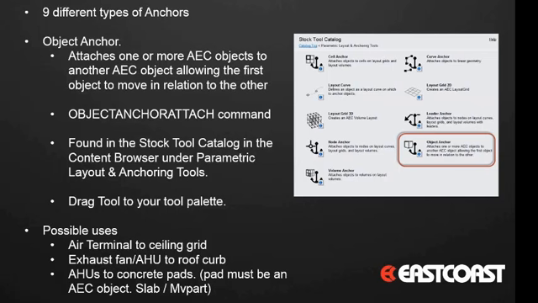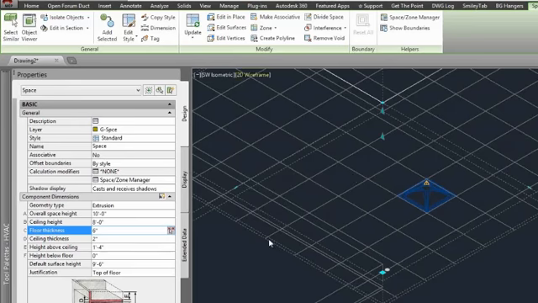And again, the concrete pad must be an AEC object. It could be the architectural slabs. You can create a slab out of an MV part or even out of an MV block. The most important thing to note about that is it has to be an AEC object. So let's look at that.